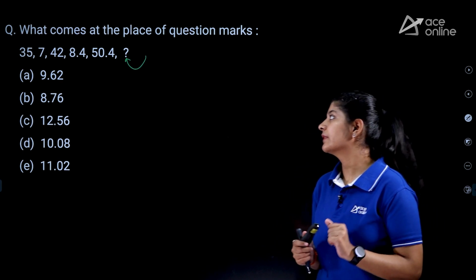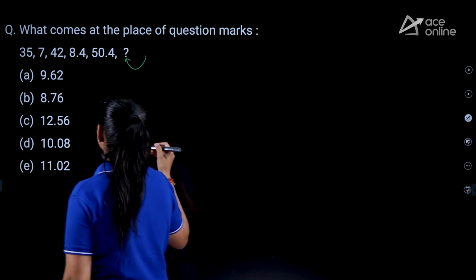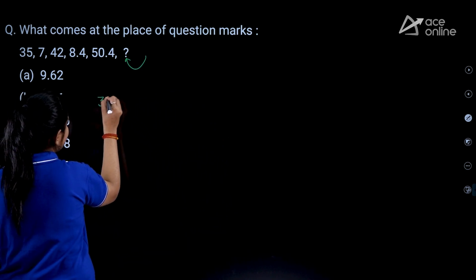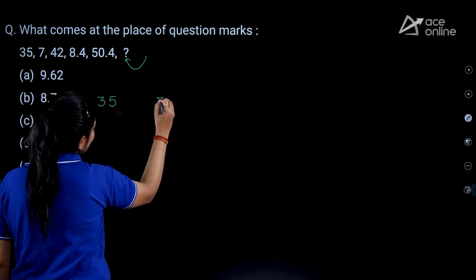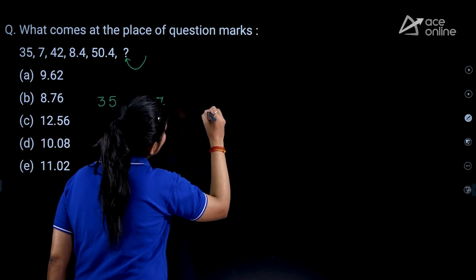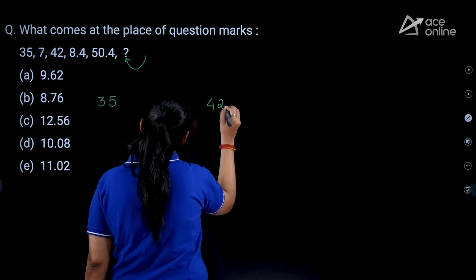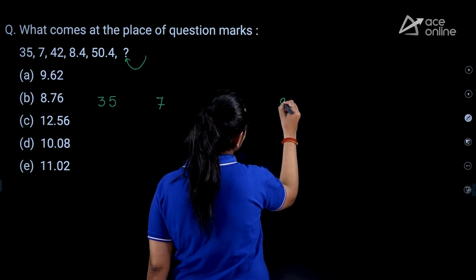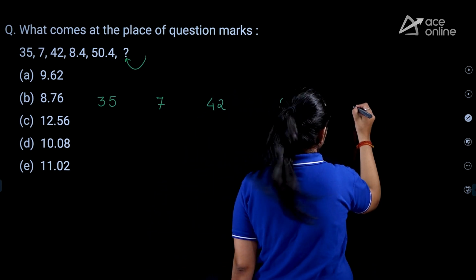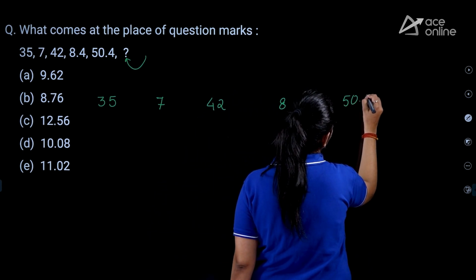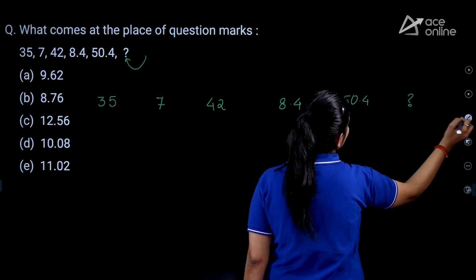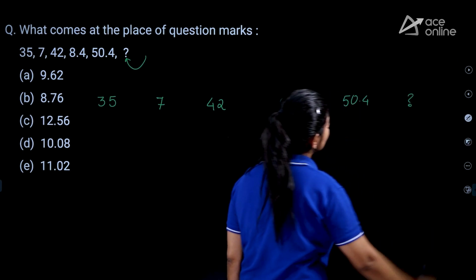Okay, let's see. The numbers that we have are 35. After that, we have 7. After that, 42. After that, 8.4. After that, 50.4. And the question mark over here.